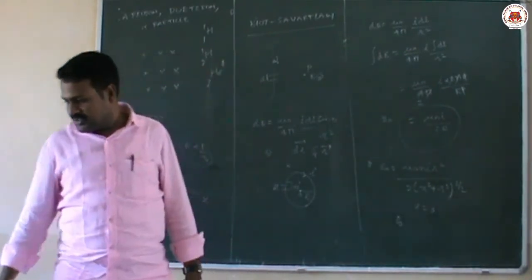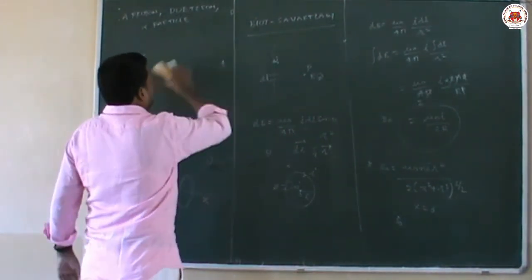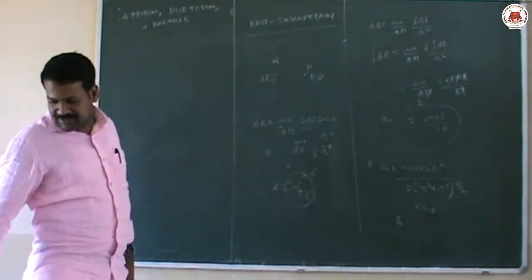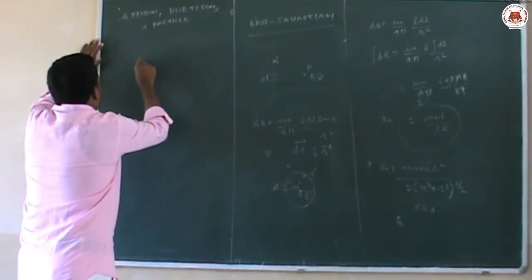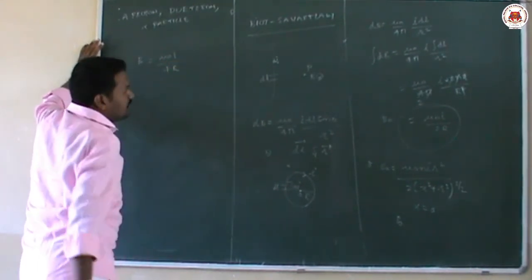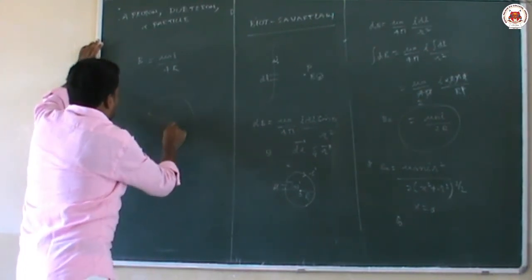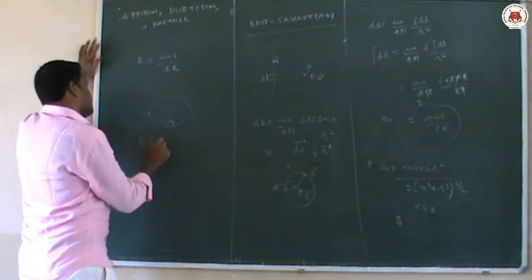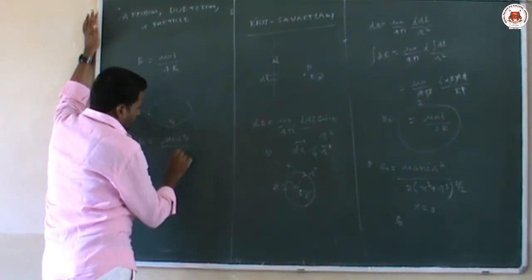Similarly, you can calculate for a semicircle also. Magnetic field due to a semicircle you can calculate by using Biot-Savart law. It is mu naught I by 4r, because it is an arc of the circle. Suppose there is an arc making an angle theta at the center, the magnetic field is mu naught I theta by 4 pi r.